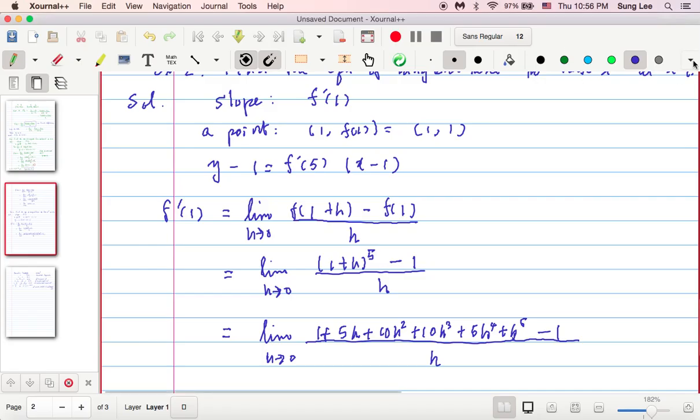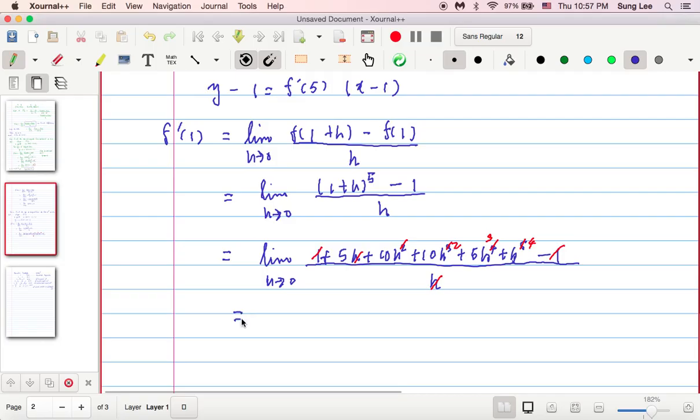Right, so we can cancel this one out. Then remaining, the polynomial, right? The numerator and the denominator have h in common, so we can divide the top and bottom by h. That gives us 5 plus 10h plus 10h squared plus 5h cubed, right? Plus h to the power 4, okay? So what's the remainder? That's going to be limit h goes to 0 of 5 plus 10h plus 10h squared plus 5h cubed plus h to the power 4.